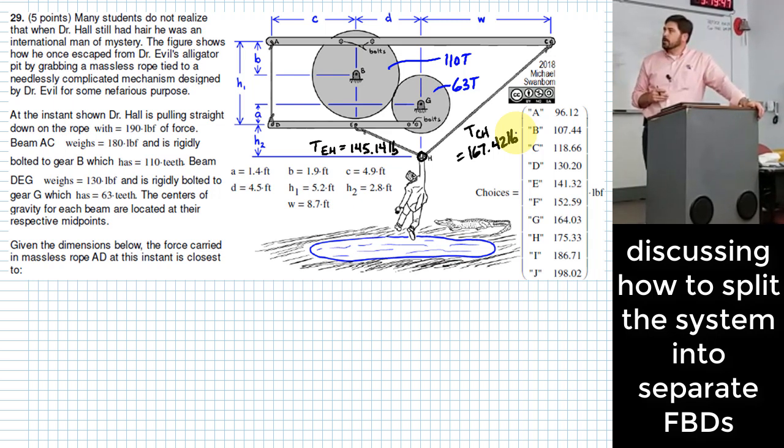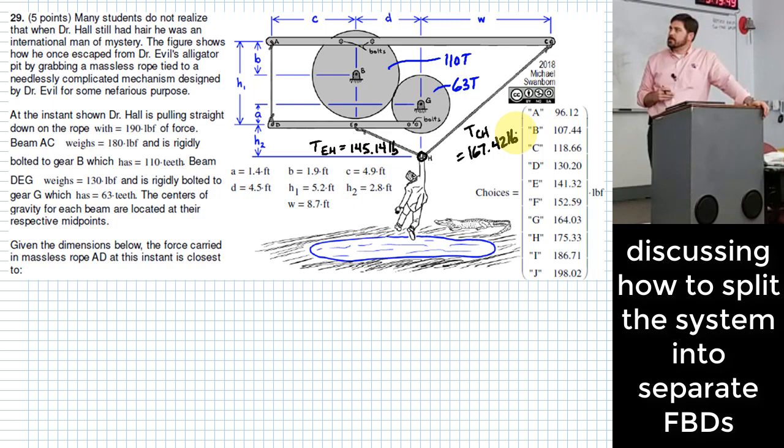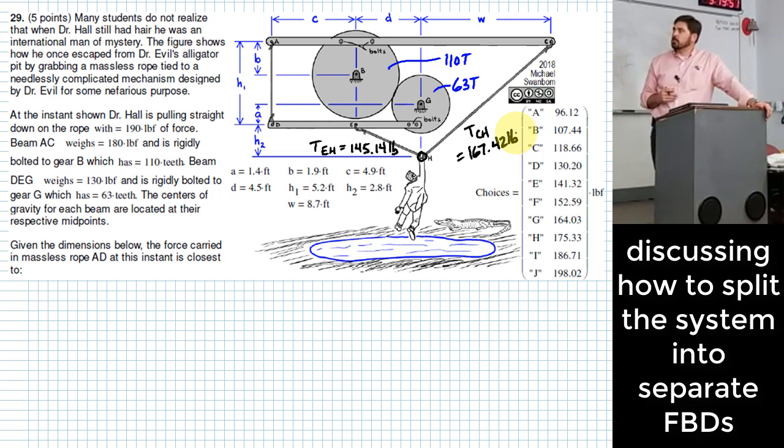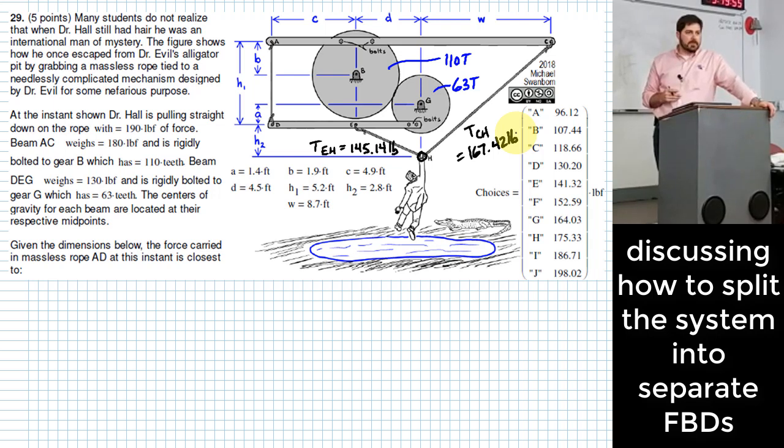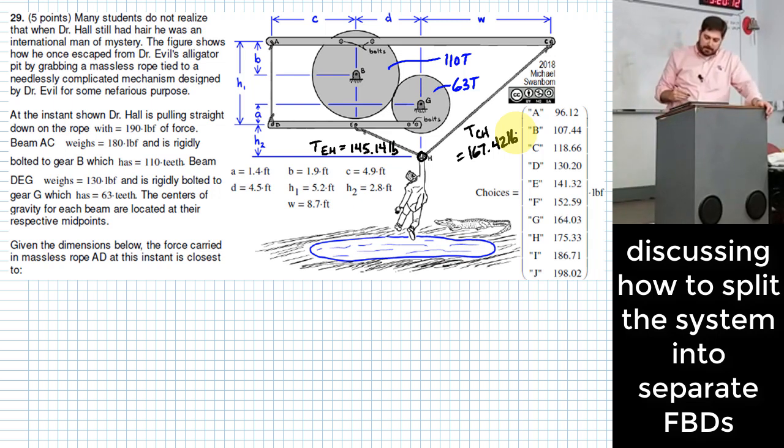Okay. We probably need to think about these beams and look at the beams. It says that they are rigidly bolted to their respective gears. So I have a suggestion. Since they're already rigidly bolted to each other, let's treat the entire upper beam along with its gear as a body, and let's treat the lower beam along with its gear as another body. And we'll do those two free body diagrams. Which one would you like to do first?